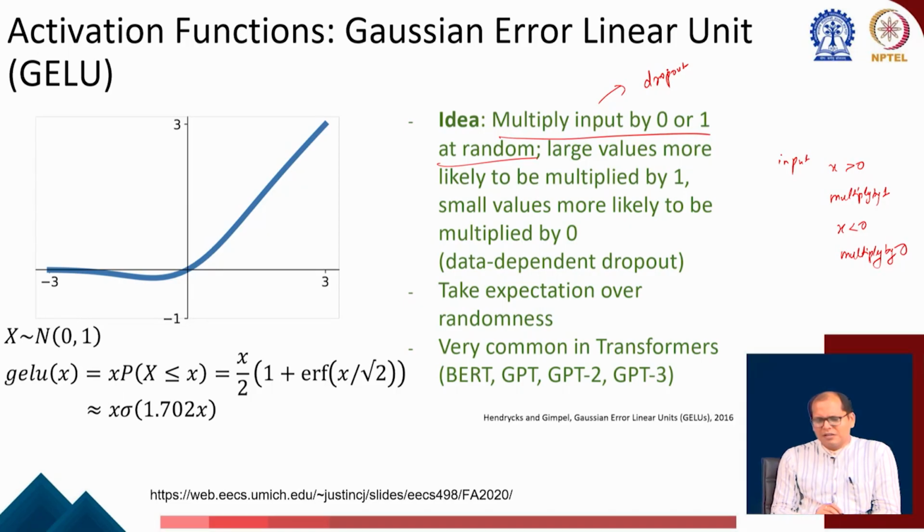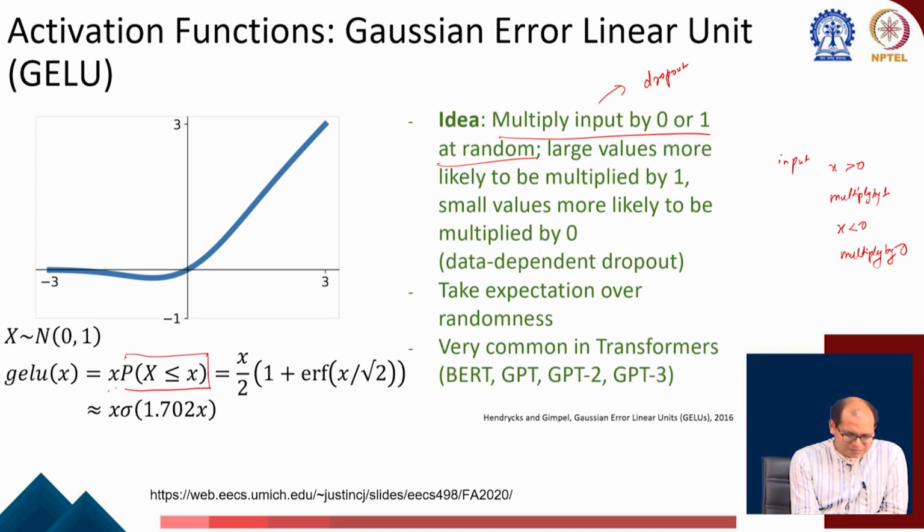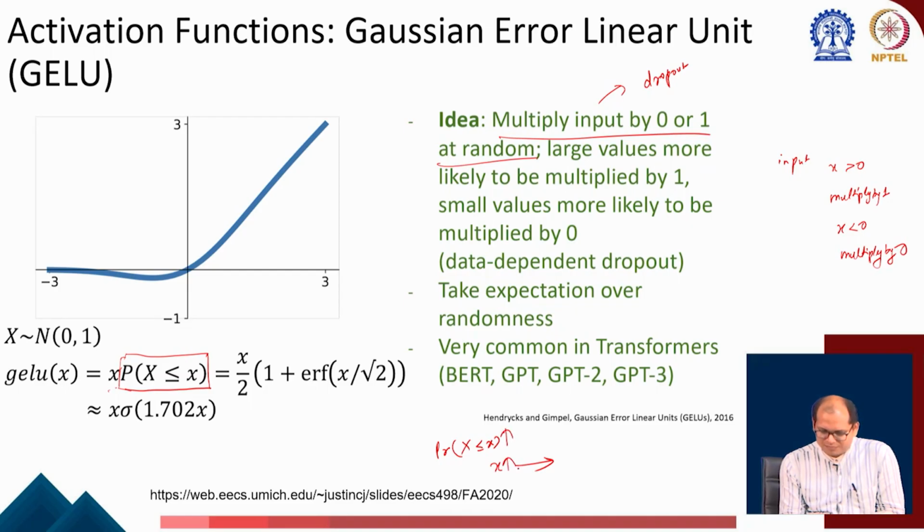Now, what if we multiply it by 0 or 1 depending on what the input is? So, we say x times the probability that X is less than or equal to x, that is, how often the value of X is less than or equal to x. And now it's a cumulative thing, so you can see the probability will keep on increasing as you increase x. If x increases, the probability that X is less than or equal to x will also increase.